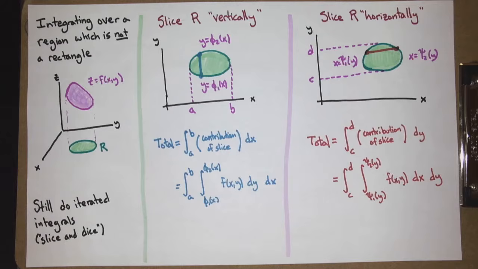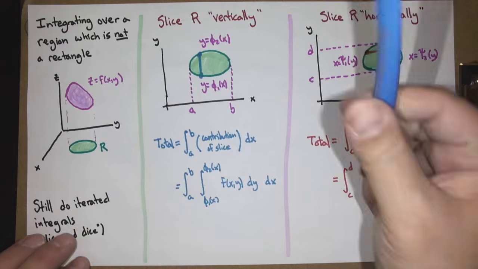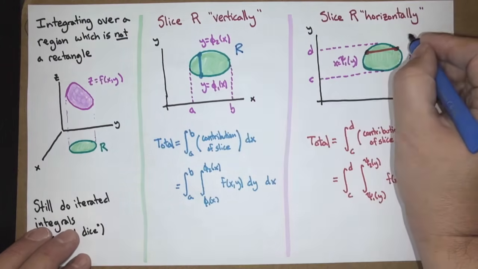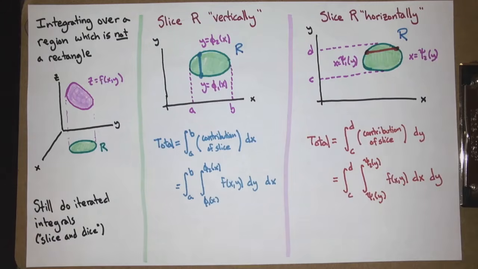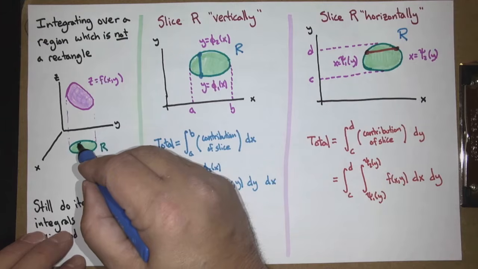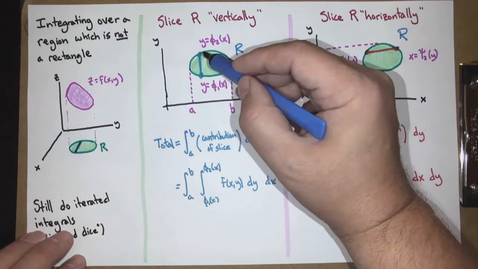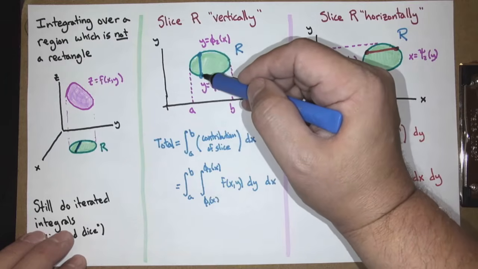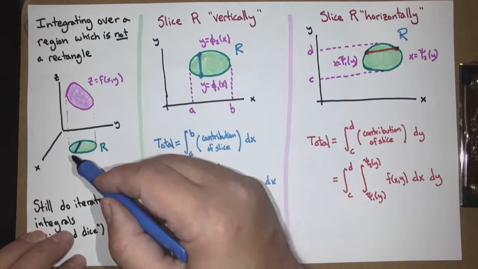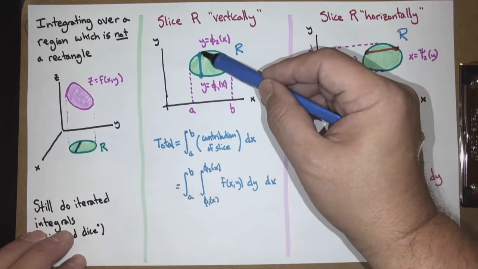The answer is we do what we did before. We're going to slice and dice. So what can we do? Well, here's our region R. So this is our same region here. This is R and this is R. I'm just looking at it, and I'm going to ask, how can I slice it up? Well, there's two ways to do it. One way, which is doing this here, that's where we're slicing what I like to call vertically. So we're slicing our region up, and we're going to go from the top to bottom.